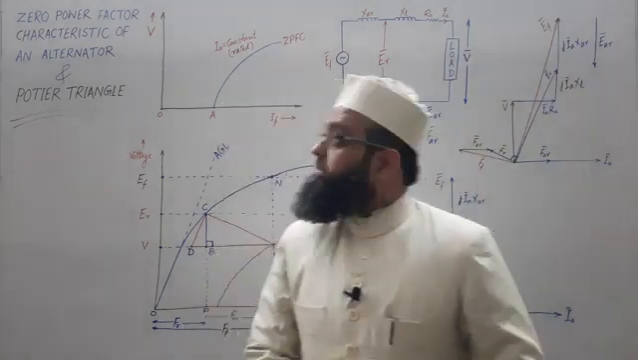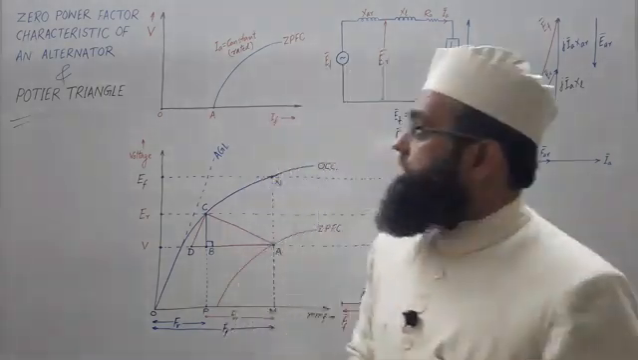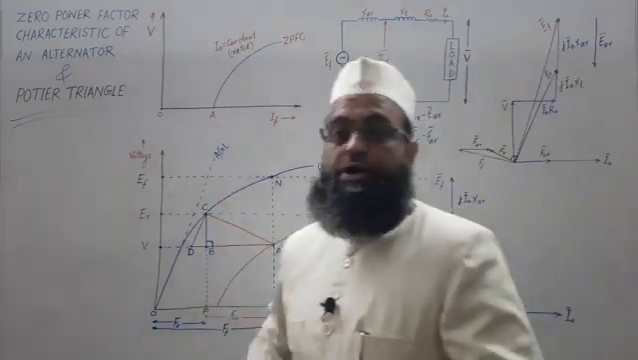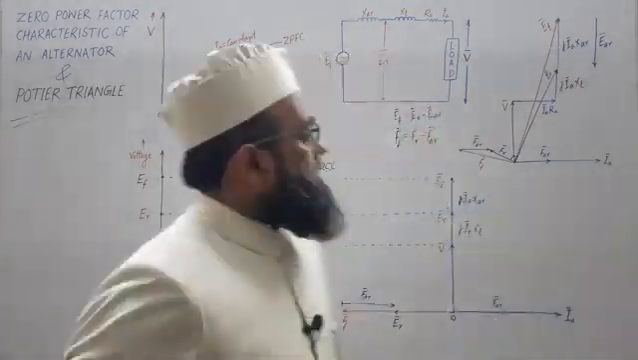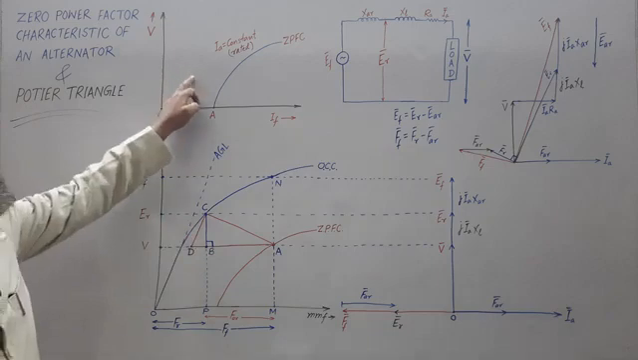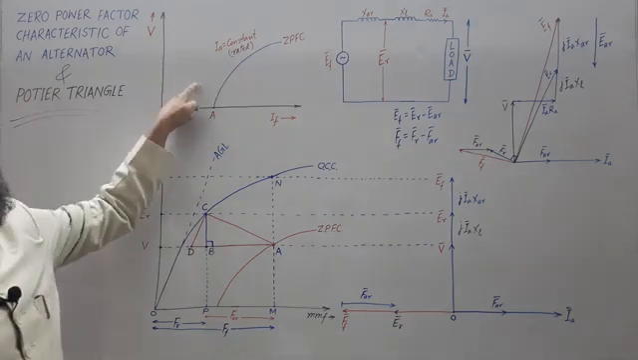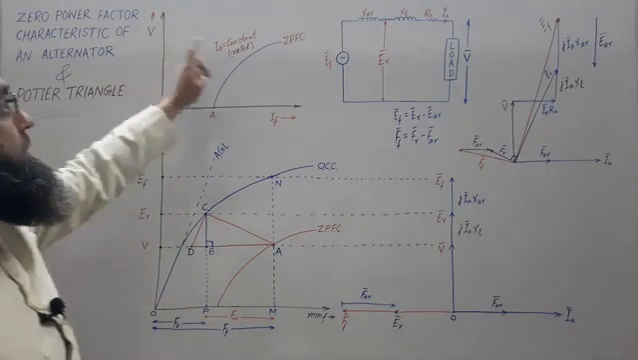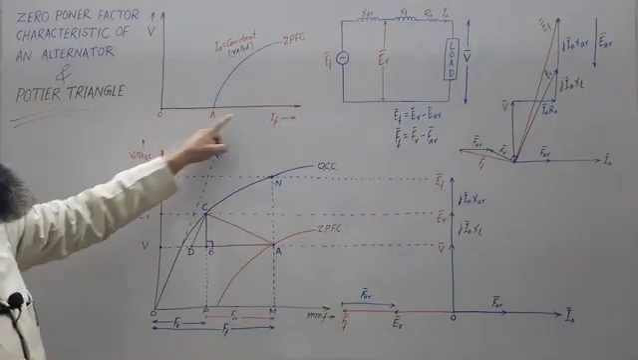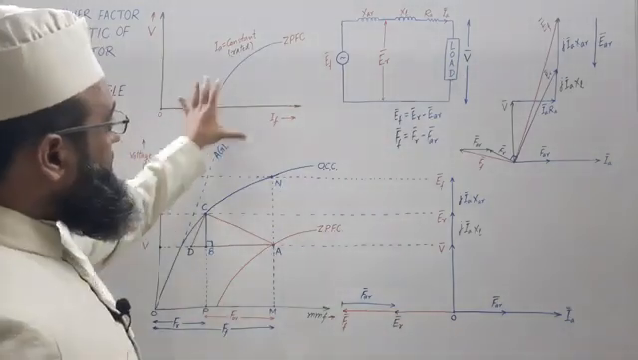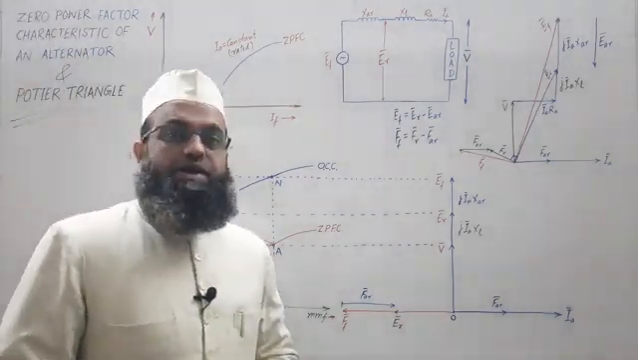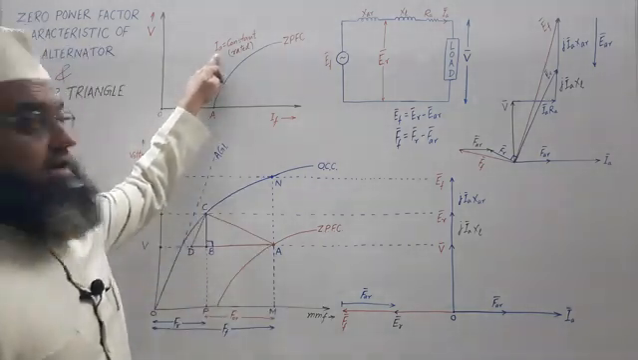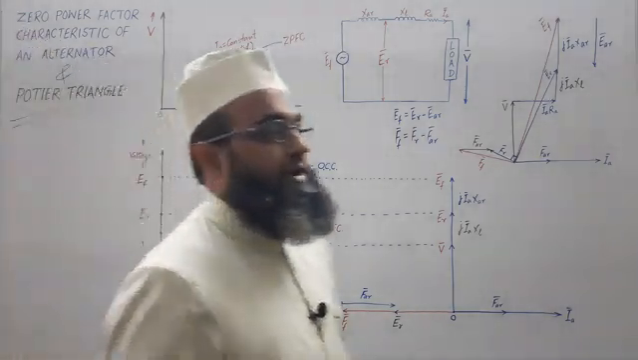Dear students, in this lecture we are going to discuss zero power factor characteristic of an alternator, followed by Potier triangle. This is zero power factor characteristic of an alternator, which shows variation of terminal voltage V with field current by running the alternator at synchronous speed and maintaining the armature current at its rated value. I am going to explain it in detail.